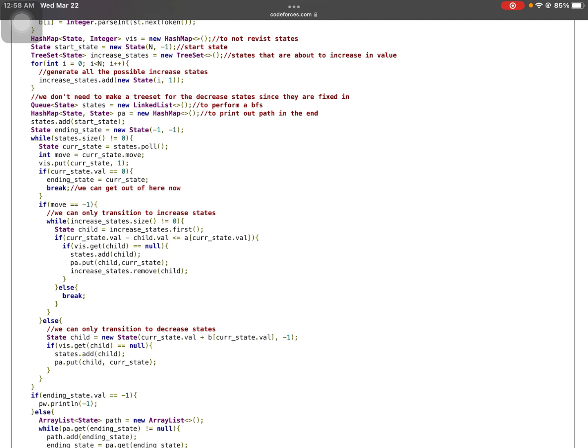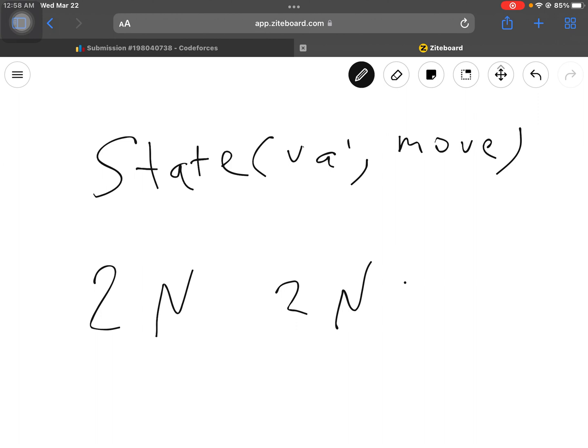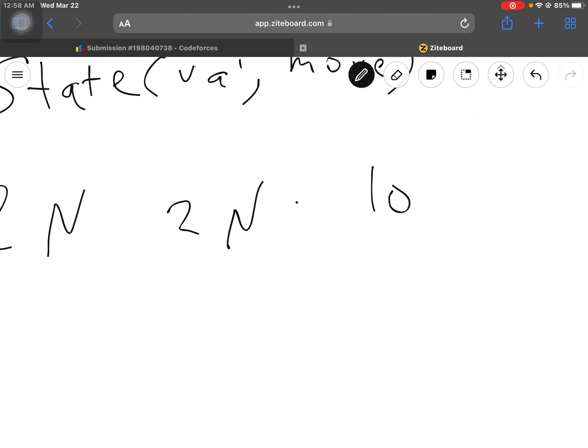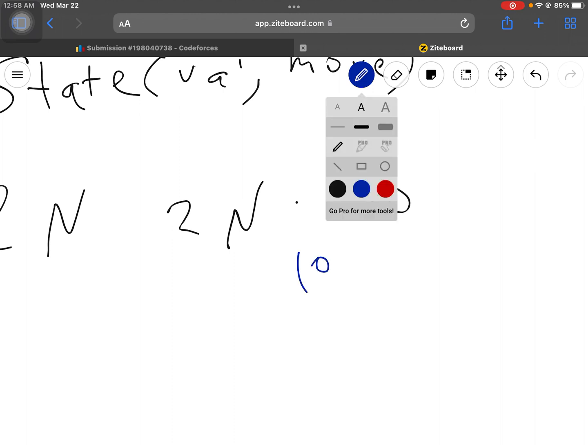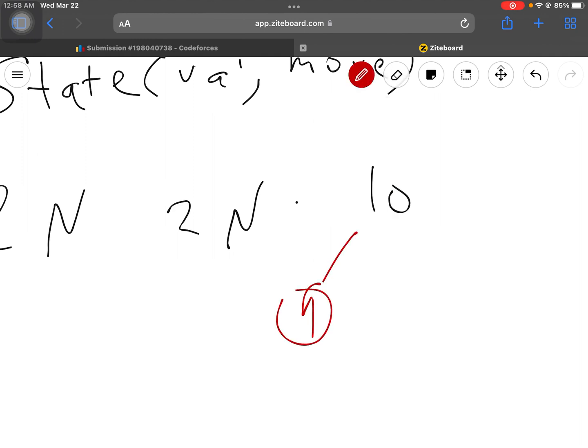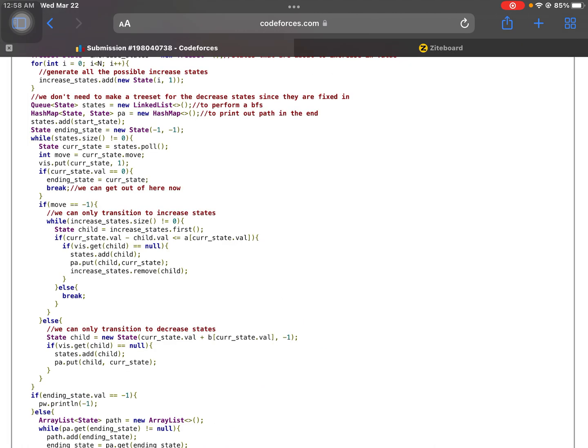Oh yeah, so basically there are n possible increase states, right? Like if you have a value 10 and you know that 10 is a decrease state, then you can transition to an increase state 9, and the increase state means that the value is about to increase after you move another edge. So you know that there are only n possible increase states.